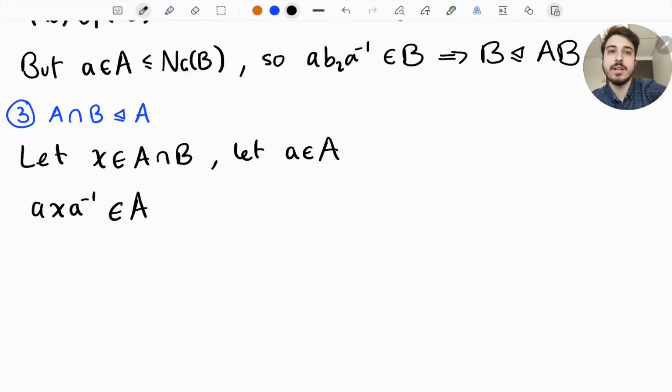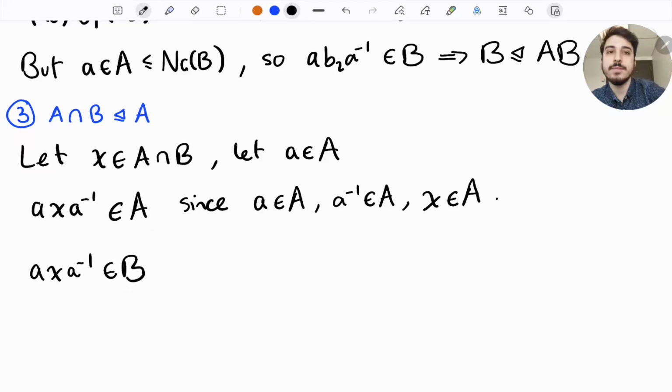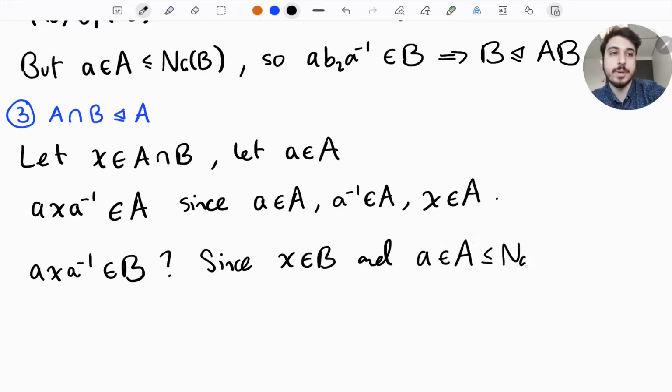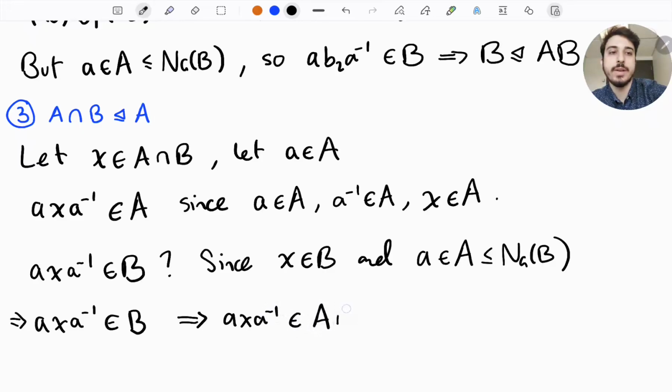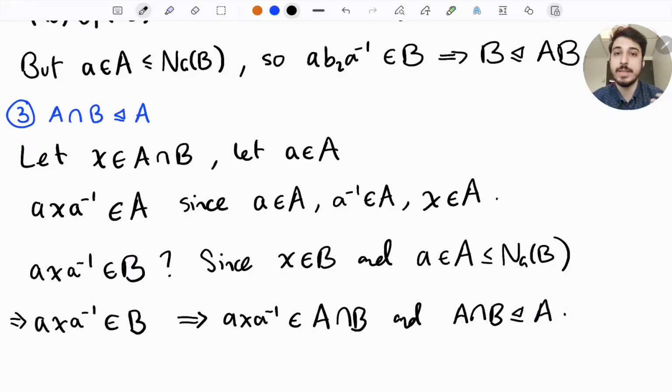So you want to see it's inside A and that it's inside B. It's inside A, obviously, since A is a subgroup and a is in A, a^-1 is in A, and x is in A, because already x is in A and B. Now we want to see that a x a^-1 is in B. But since x is in B, and again, a is in A, which is in the normalizer of B, we have that a x a^-1 is an element of B. This means that a x a^-1 is in the intersection of A and B, and so the intersection of A and B is a normal subgroup of A, completing the third part of the proof.